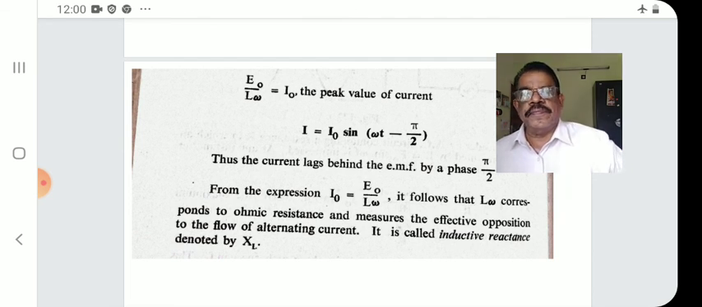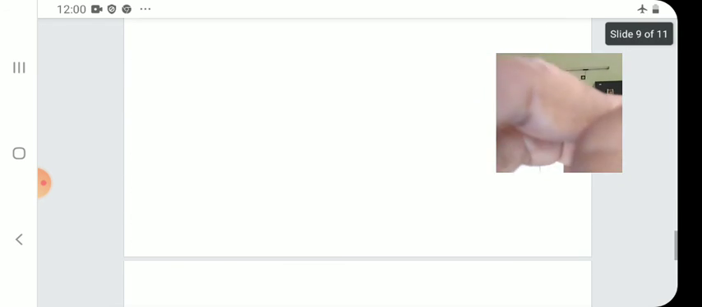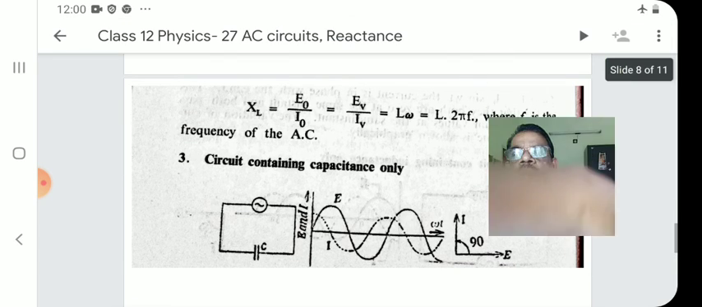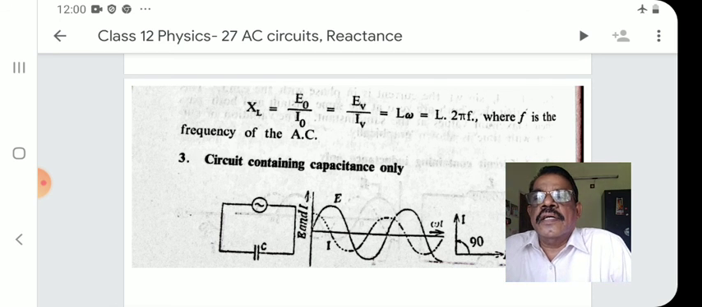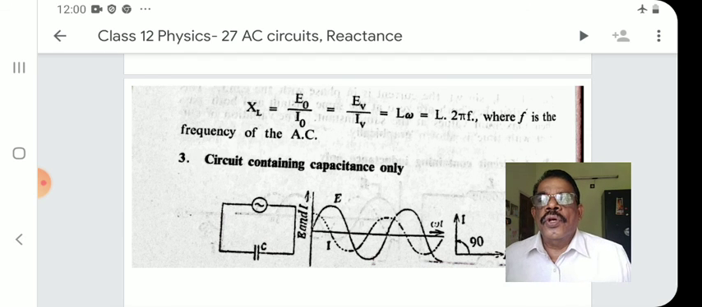Omega is 2 pi f. Now it is repeated here: XL, the inductive reactance, is E0 by I0, that is L omega, or it can also be written as ERMS by IRMS or EV by IV. This is L omega, L into 2 pi f, where f is the frequency of the AC.